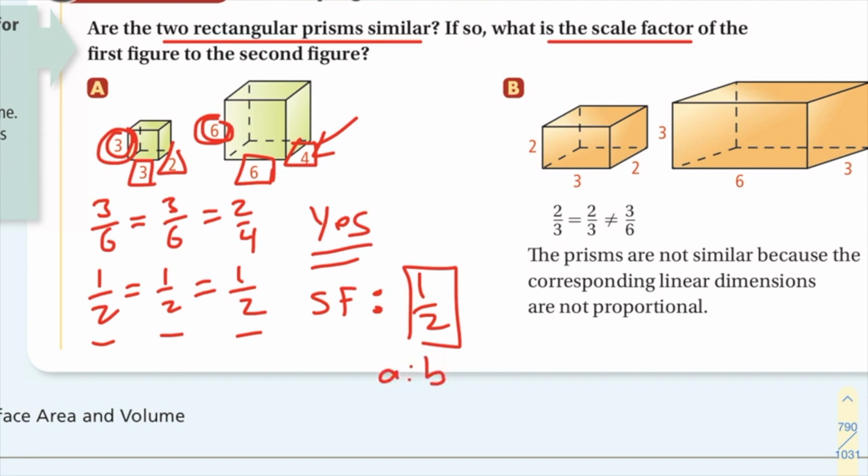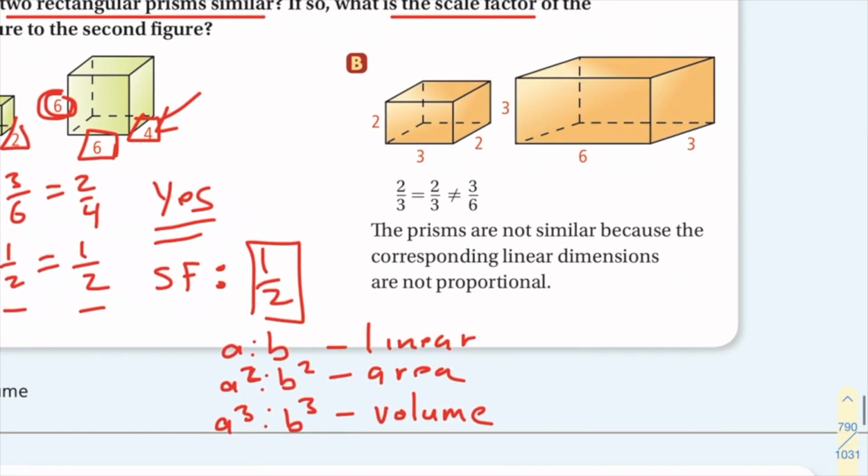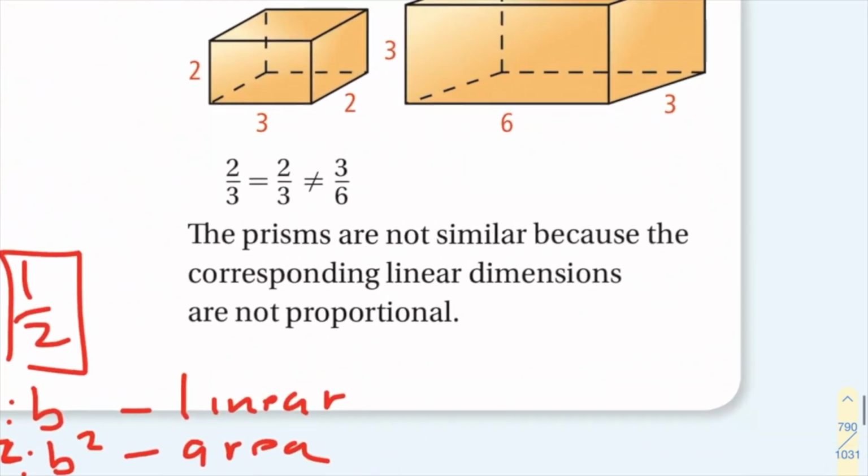Going back to what we've learned before, when we compare linear measurements, that's simply a ratio of A to B, and that also represents the scale factor. But if we're talking about area, then that becomes A squared to B squared. So when we're talking about ratios of one particular side, let's say, to another. And then if we're comparing volume, as you probably guessed, it's A cubed to B cubed.